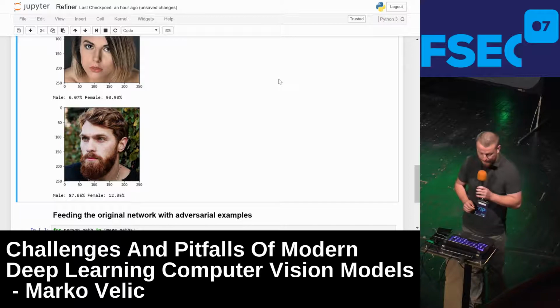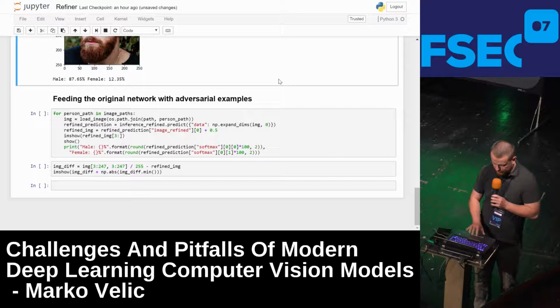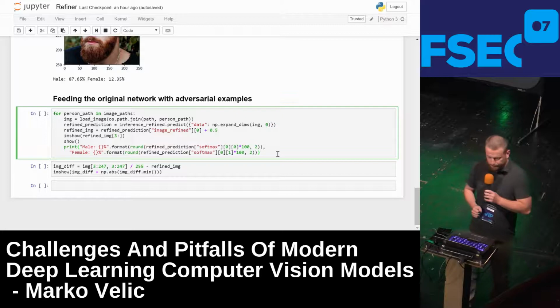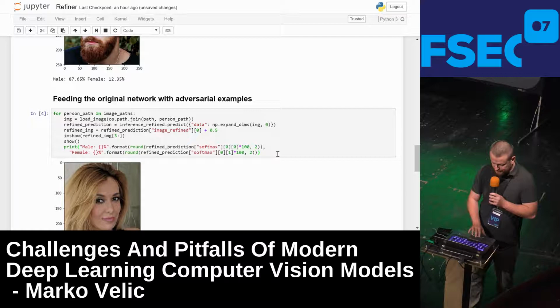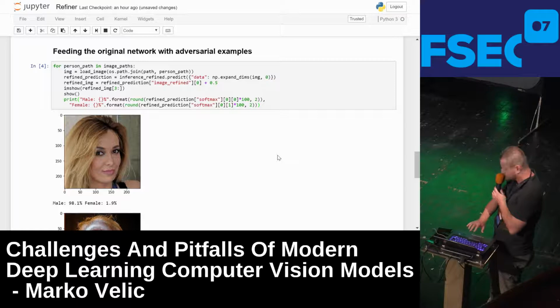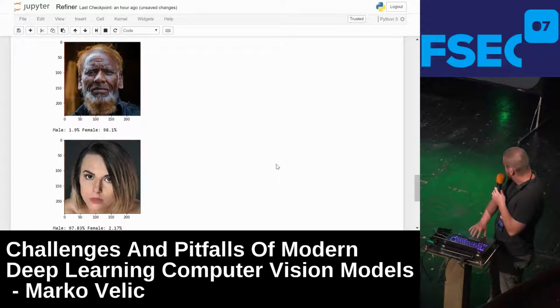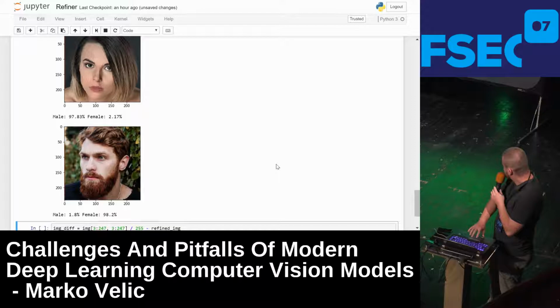Now let's try to create an adversarial example. So the adversarial example should get misclassified by this network. These adversarial examples were created from one network and then are put as an input to another network. So let's see the results now. These are the refined images, and look at the predictions. Now Lydia is 98% male. This gentleman here is 98% female. This lady here is again about 98%, and this gentleman here is also misclassified.